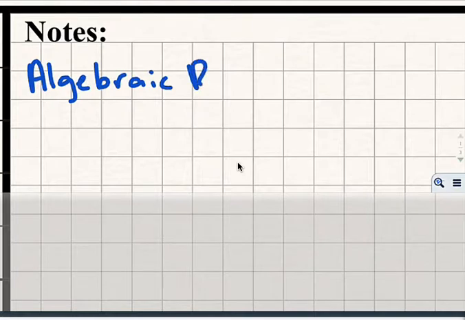Anyway, so let's talk reflections. We're going to start in a familiar place. Let's talk about how we can notate and identify a reflection. So let's start with the algebraic rule. Again, this is very middle school-ish.